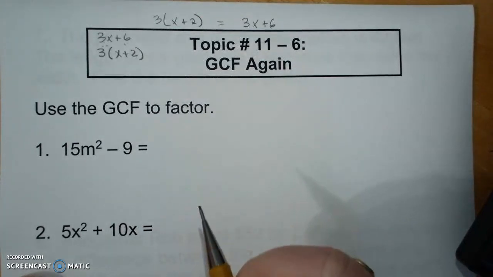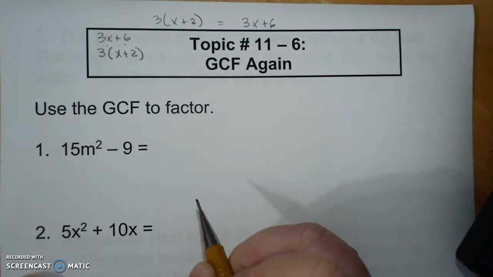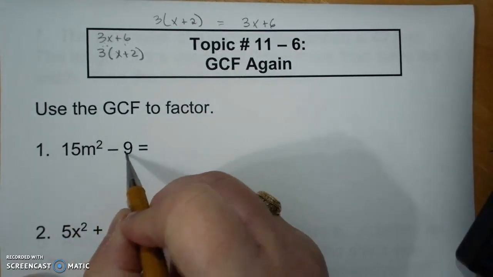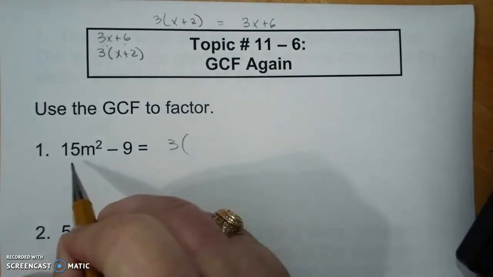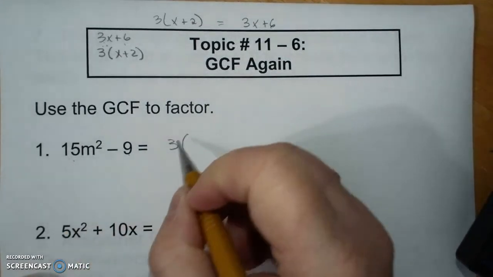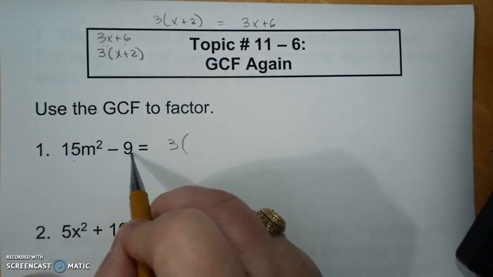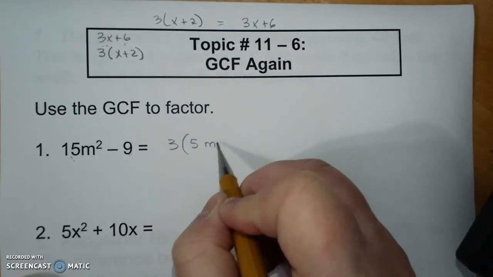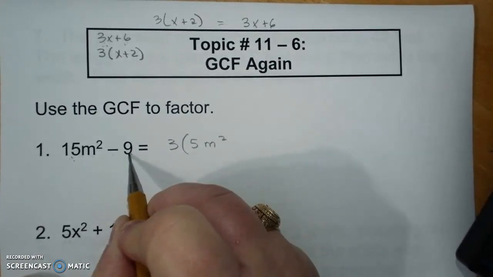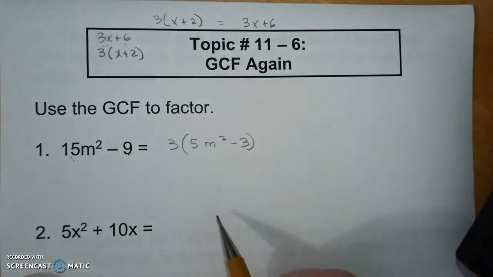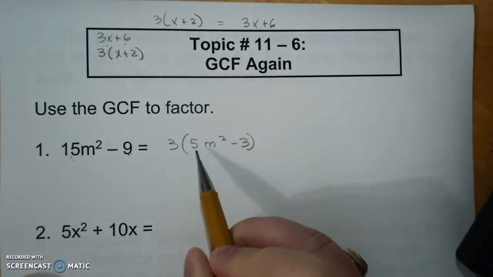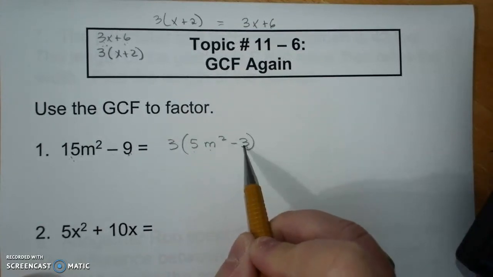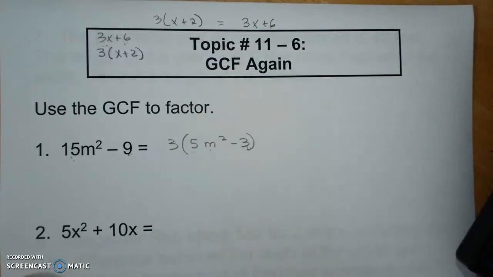In your parentheses at the very end, look at what's in your parentheses and see if there's anything that you missed. So if I look at 15m squared minus 9, I can see that there's a 3, because 3 goes into 15 and 3 goes into 9. And nothing, this doesn't have an m. So if I divide 15 by 3, I get 5m squared. If I divide negative 9 by 3, I get minus 3. When I look inside my parentheses, this is prime and this is prime, so another number doesn't come out, and m is not in the last term, so this is your final answer.